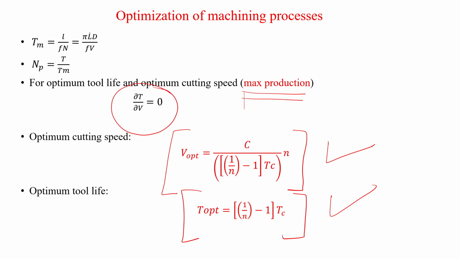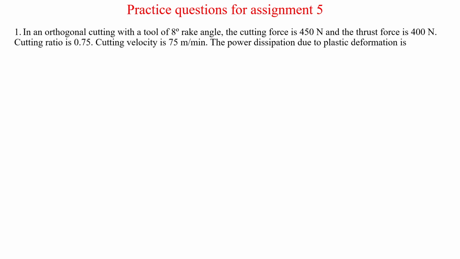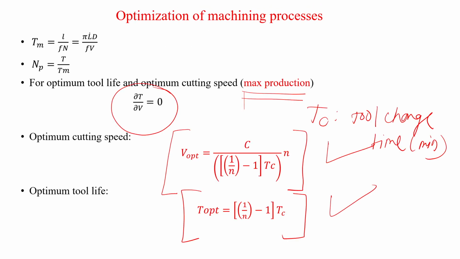You need to learn. V optimum is C upon (1 by n minus 1 into TC) to the power n. And T optimum is (1 by n minus 1) into TC, where TC is the tool change time. TC is what? Tool change time or regrinding time, whatever you say. Tool change time in minutes. Understood? You should know these two formulas, so that for the maximum production rate, you can find the optimum cutting speed or optimum tool life. Okay? So this is clear up to this.